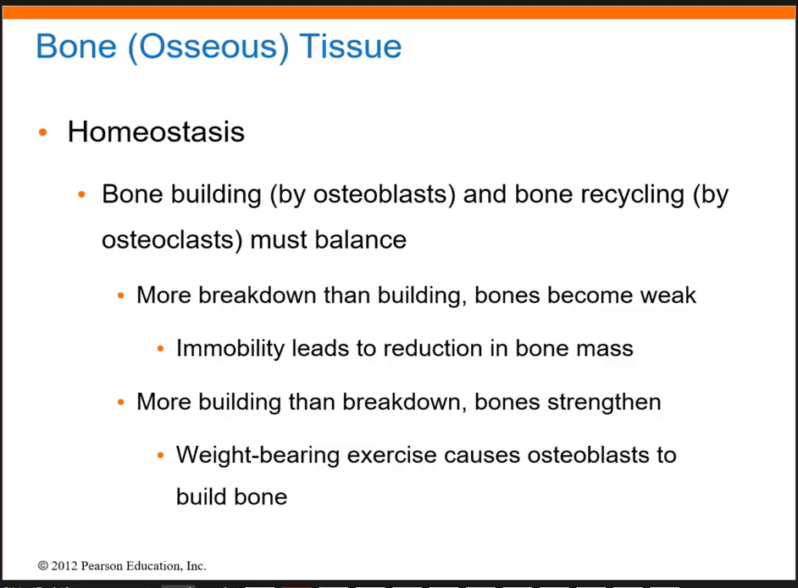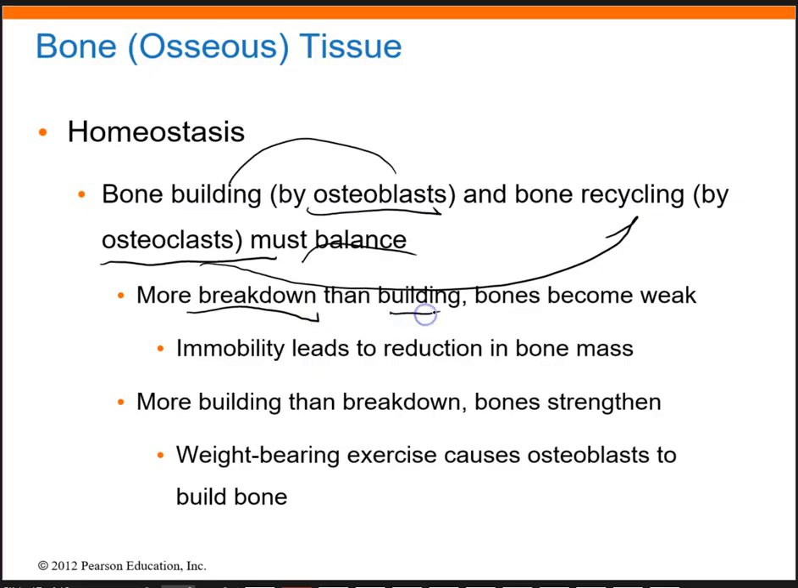Now we have kind of opposite things happening. We have the osteoblasts building bone, and then we have the osteoclasts chewing up the bone. These activities have to balance in order for homeostasis to occur. If there's more building or more breakdown, then the bones are going to change in density. If there's more breakdown than building, you're going to start dissolving too much of the matrix and the bones will become weak.